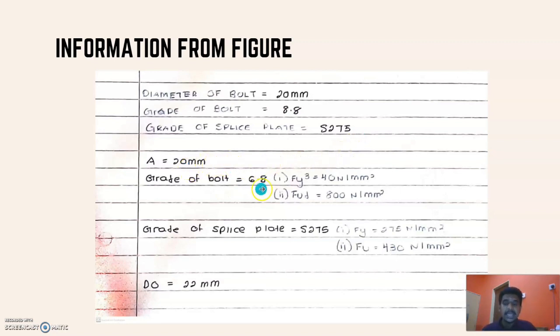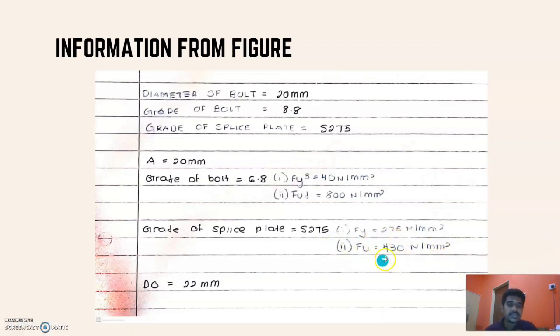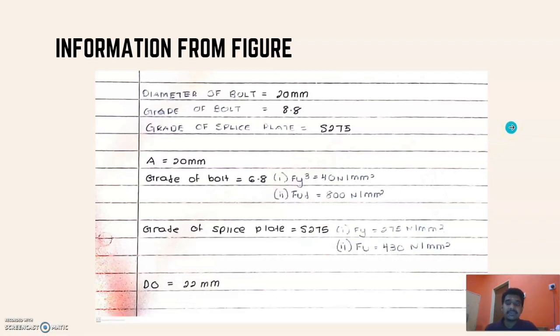The grade of bolt is 8.8. The first one is fyb, we get 640, and fub we get 800. For the grade of the splice plate S275, the first one is fy 275 and fu is 430 Newton. And the d0 of this bolted connection is 22 mm. Okay, after we gather the information from the figure, we move on to the first step.